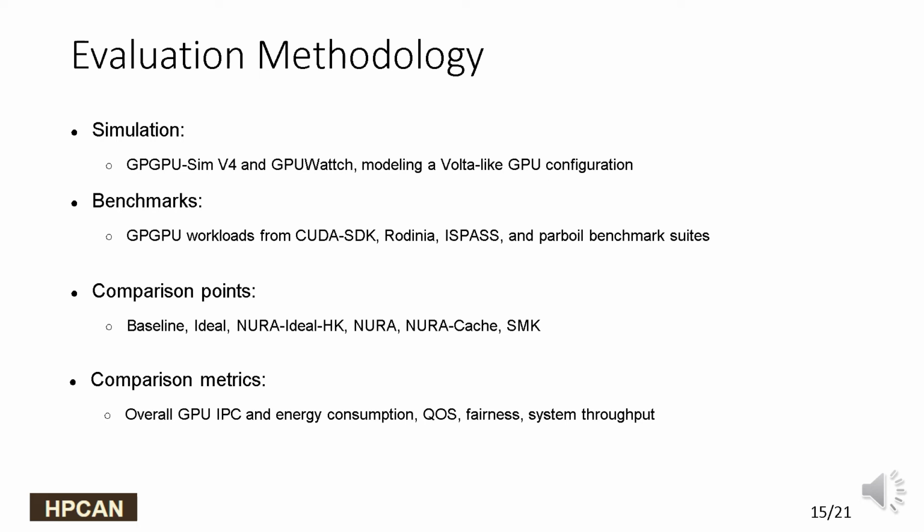2. Ideal, ideally adding the maximum required remote register file or shared memory to the size of the baseline register file or shared memory, but with the same access latency and bandwidth of the baseline. 3. NURA Ideal HK, just running a helper kernel. 4. NURA running the helper kernel along with a primary kernel.